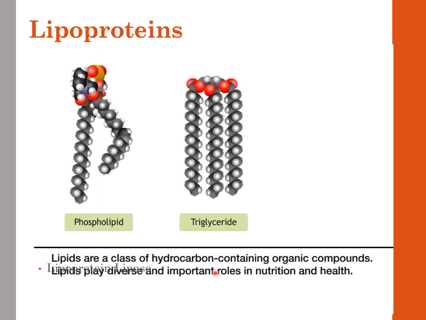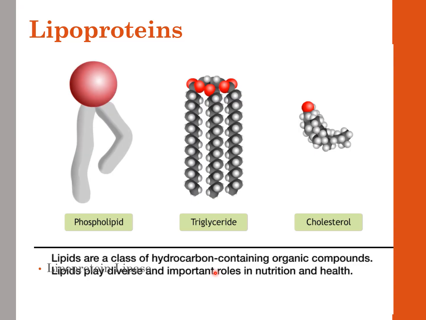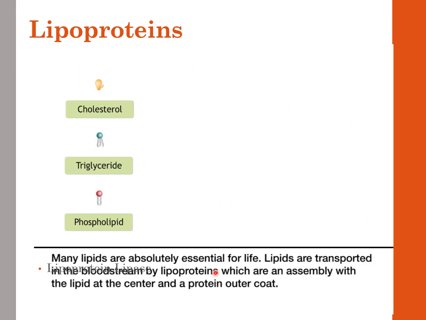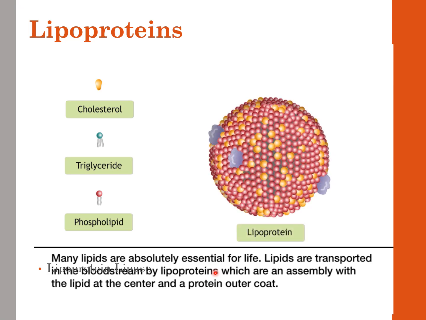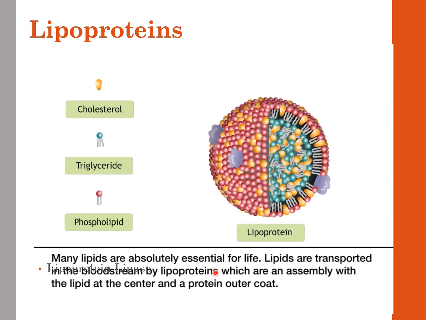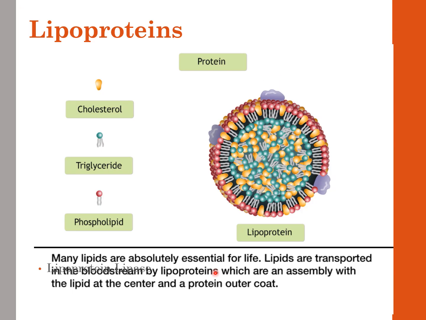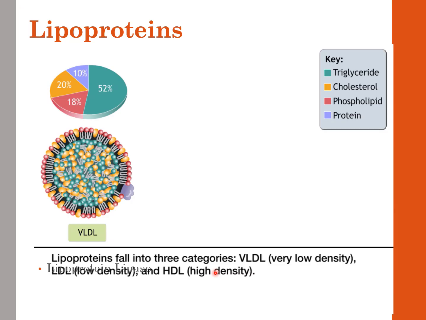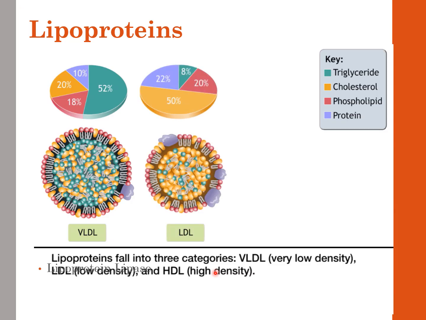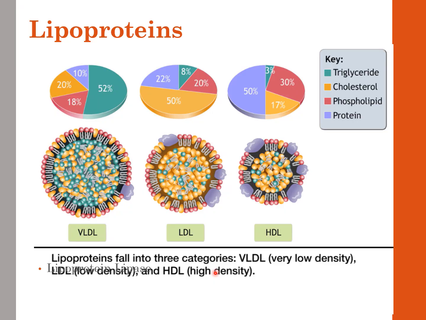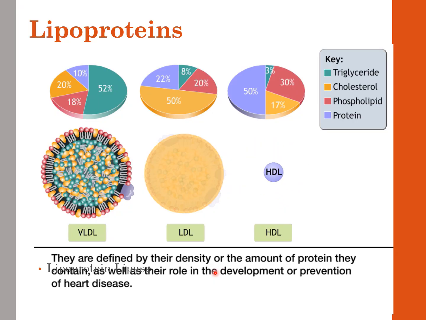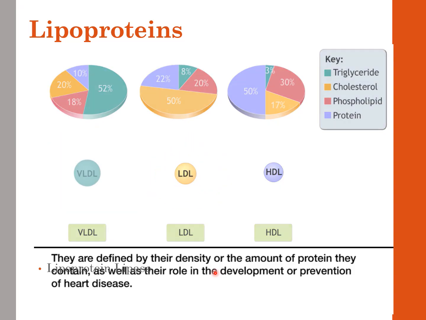Lipids are a class of hydrocarbon-containing organic compounds. Lipids play diverse and important roles in nutrition and health. Many lipids are absolutely essential for life. Lipids are transported in the bloodstream by lipoproteins, which are an assembly with the lipid at the center and a protein outer coat. Lipoproteins fall into three categories: VLDL, very low density, LDL, low density, and HDL, high density. They are defined by their density or the amount of protein they contain, as well as their role in the development or prevention of heart disease.